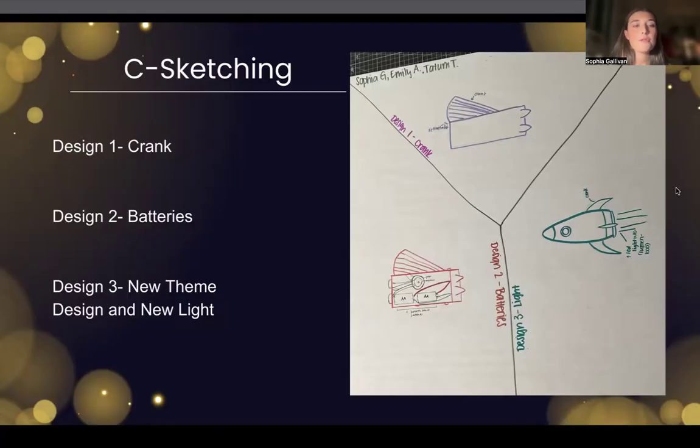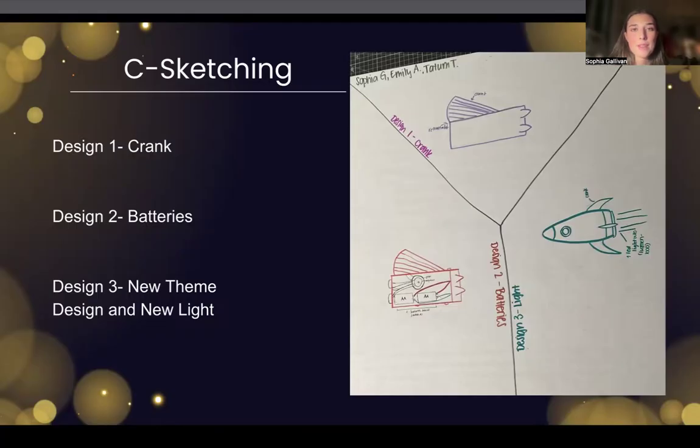For C sketching, to start constructing our design, we started with this. Each of my team members drew one design idea that we wanted to incorporate into our final design. I started with drawing a crank, remembering that we would need some sort of solution to our sound issue. I decided to include a sort of insulation material to line the inside of the flashlight, lowering the sound that would escape it.